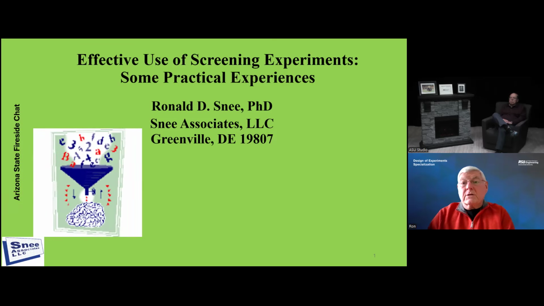Screening experiments is just very simply, you've got a lot of potential factors, and what you want to do is screen them because they're not all important, even though you think they are. Typically, the number is somewhere from less than six, typically in the range of 3 to 6.